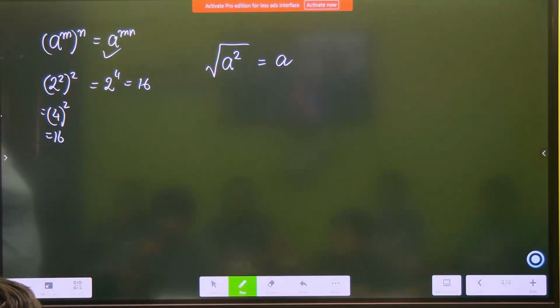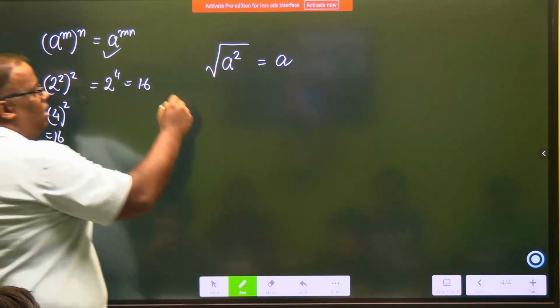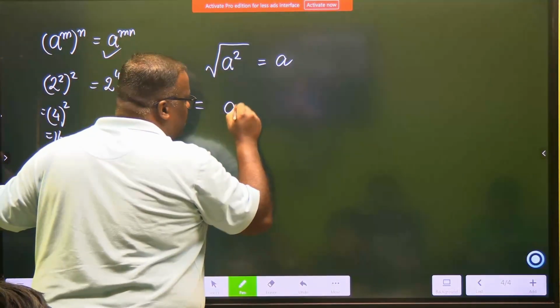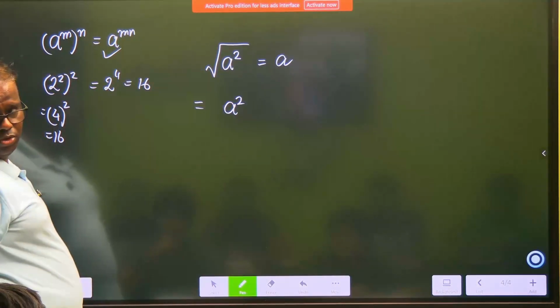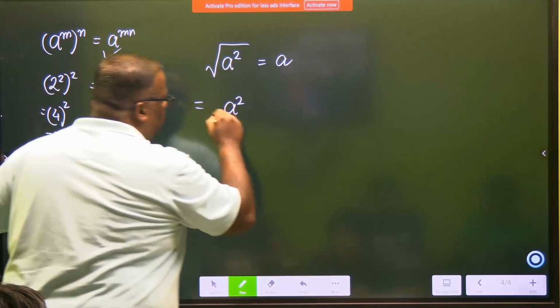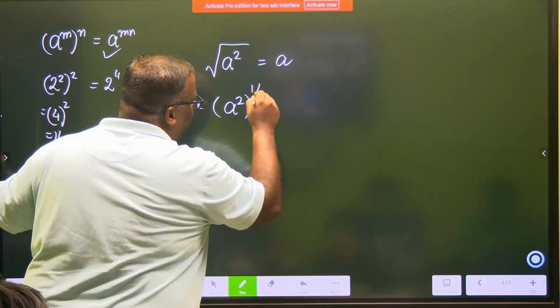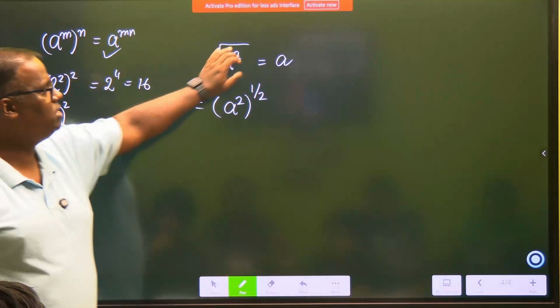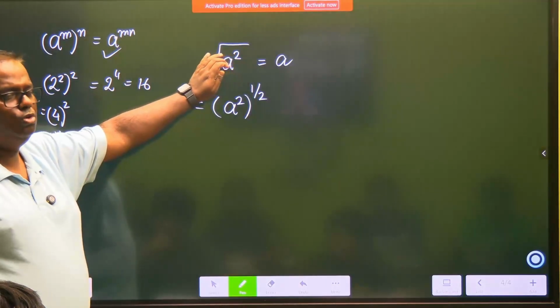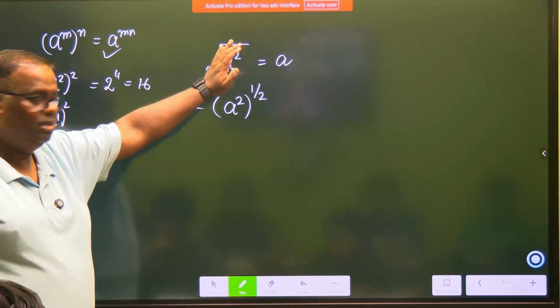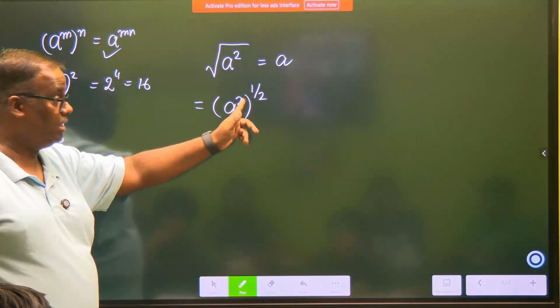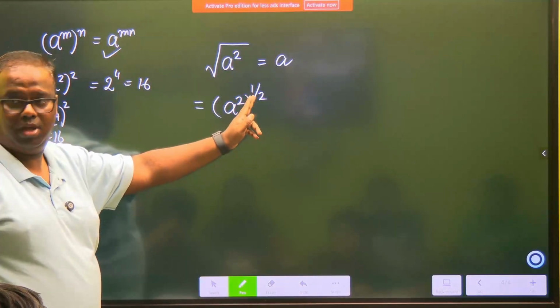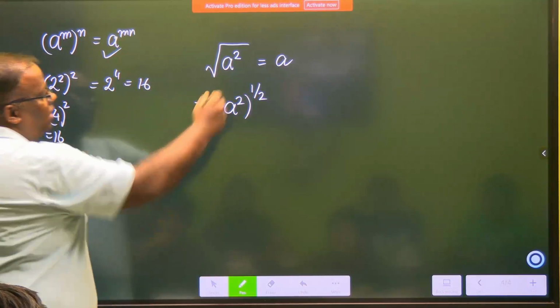ये a square का root a कैसे होता है? Okay. Can I, children, write this as a square? No issues? I put a bracket just because it is a root. Can I put a half now? Right? A square is a square, b समझ लो. Root b is what? B to the power half. Therefore, a square means a square to the power half. Have you understood? Now multiply them.